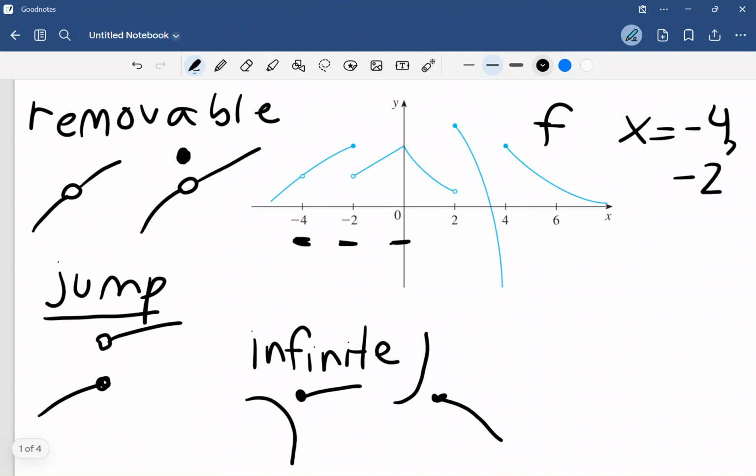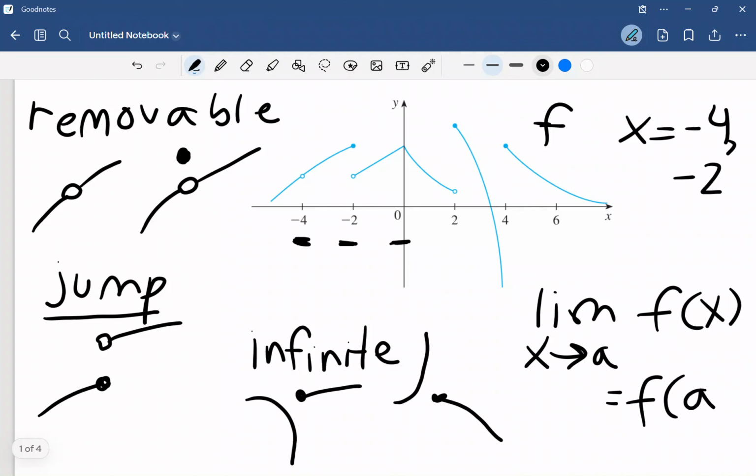At x is equal to 0, it's actually continuous, because let's think about the definition of continuous again. The definition of being continuous is that the limit as x approaches a of f of x is equal to f of a. Or in other words, the left and right hand limits agree, and both of them are equal to f of a. And we can see at x is equal to 0, even though the function has a sharp corner in it, it's still continuous, even though it's not differentiable, but that's not the topic of this video.